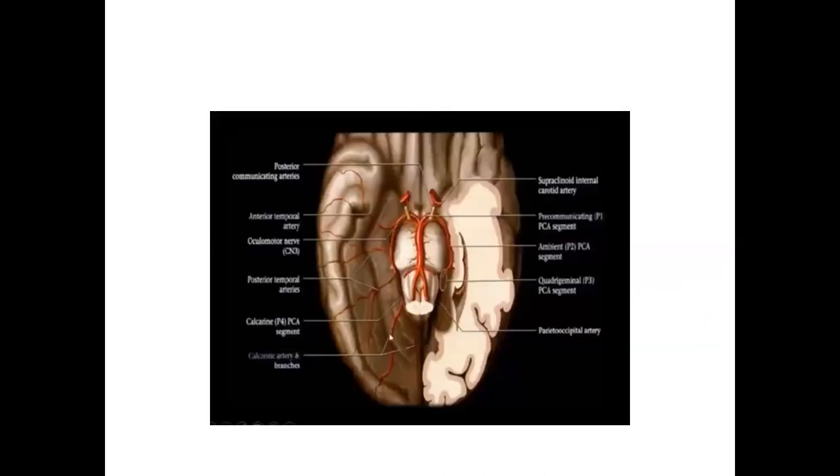Also here, the same branches of the posterior cerebral artery, running parallel to the superior cerebellar artery, and between them the oculomotor nerve. Here the temporal branch, internal occipital, calcarine branch, and parieto-occipital branch. Pre-communicating segment, ambient segment, quadrigeminal, P3 segment.